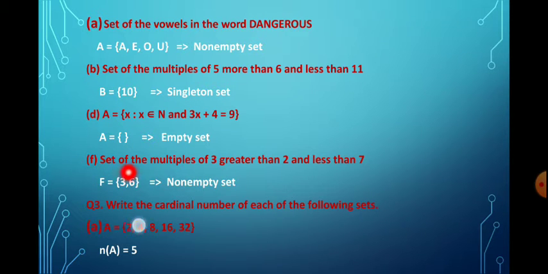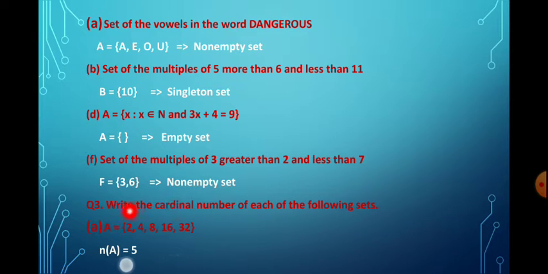Number F, set of the multiples of 3 greater than 2 and less than 7. So multiples of 3 greater than 2, we have 3 and 6. So set F will have 3 and 6, two elements, hence it's a non-empty set. Question number 3, write the cardinal number of each of the following sets. Cardinal number means we have to count the elements of each set and write it down.